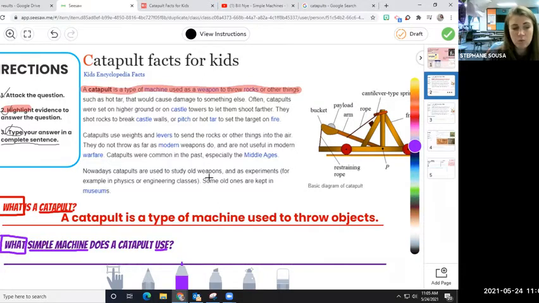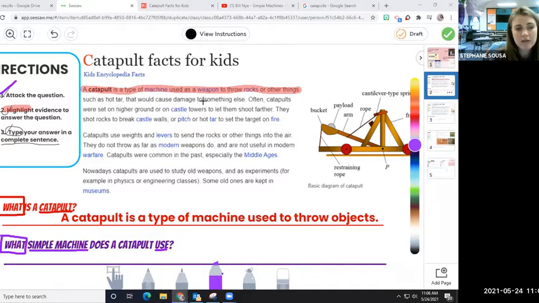All right. What simple machine does a catapult use? We've attacked the question. Let's get ready to highlight our answer. I'm going to switch to a purple highlighter because it's a purple question. Here we go. I haven't read the answer yet, so I'm going to keep going.